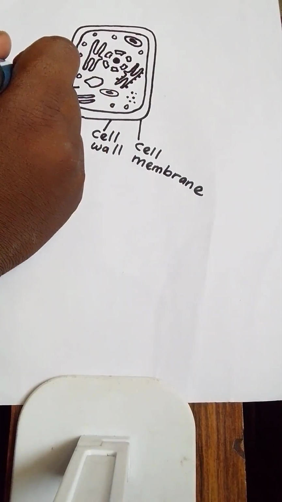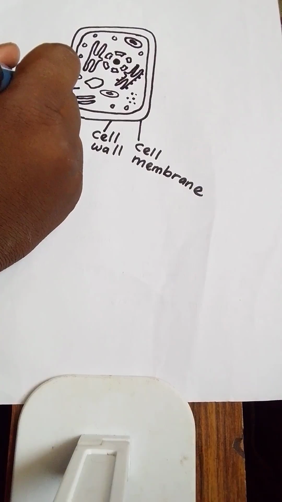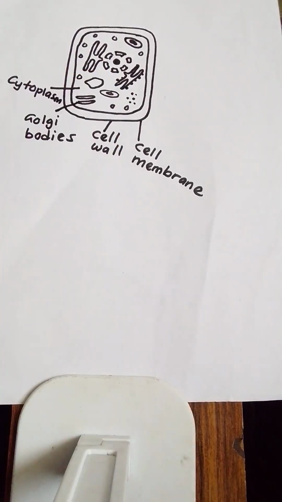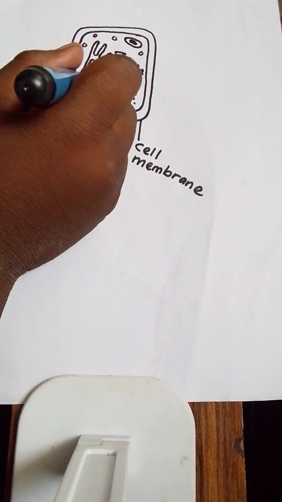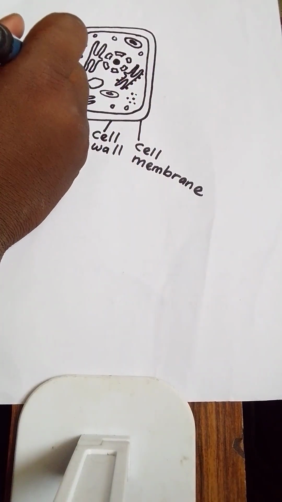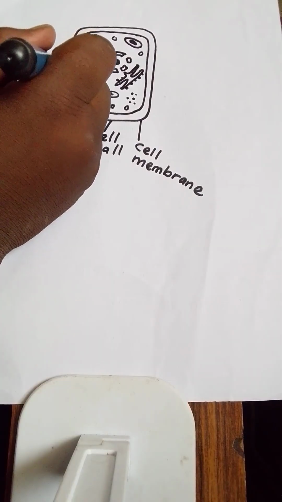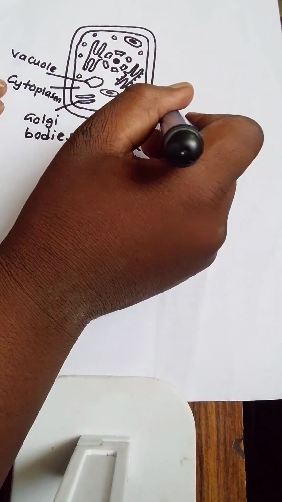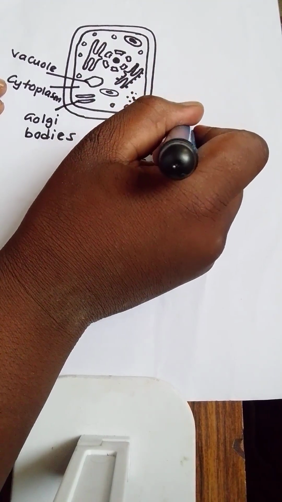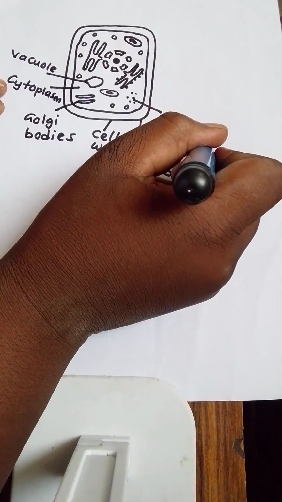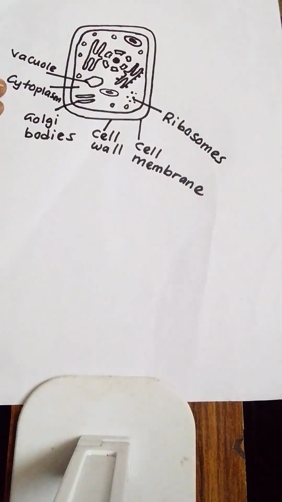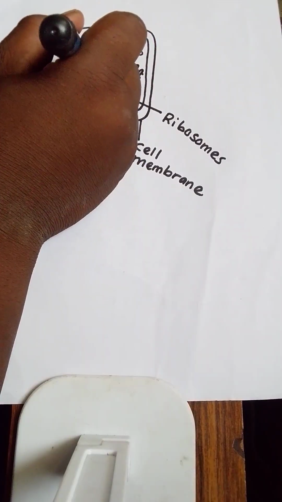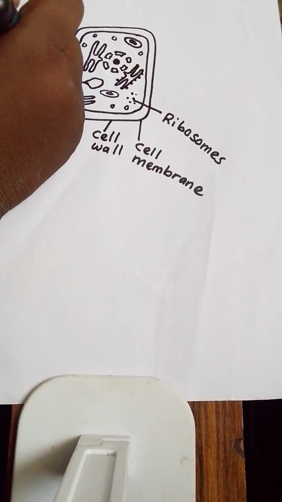Then this space represents the cytoplasm. This is cytoplasm. Then this one is the vacuole. Okay, then these are ribosomes. Then this represents a chloroplast.